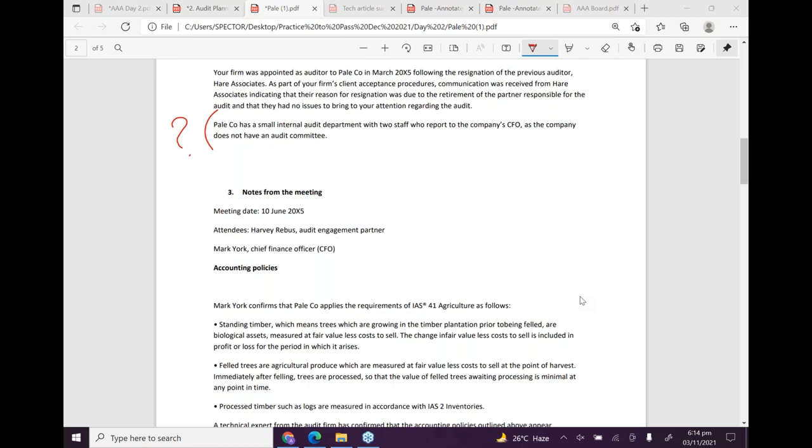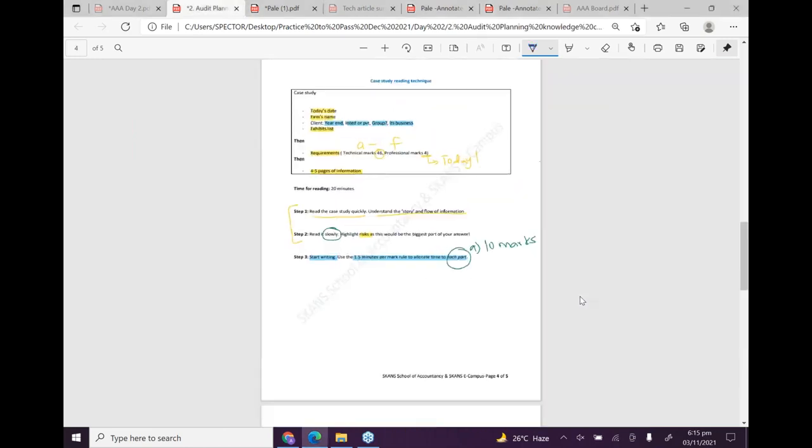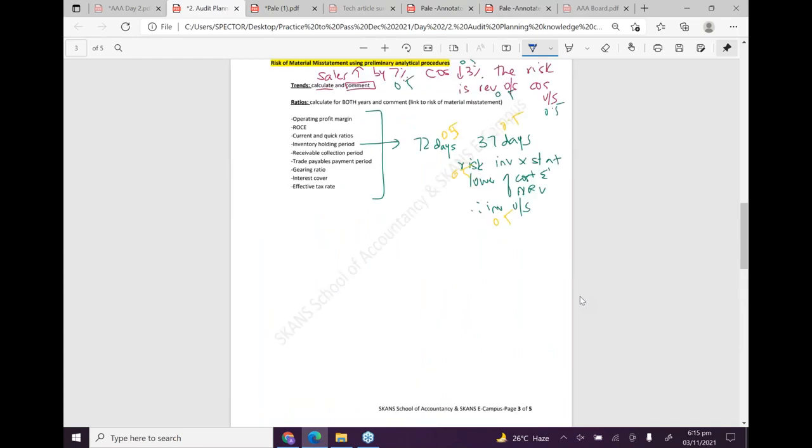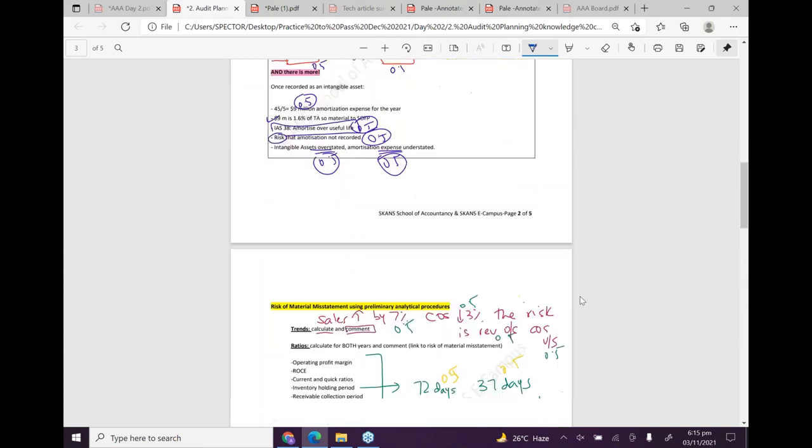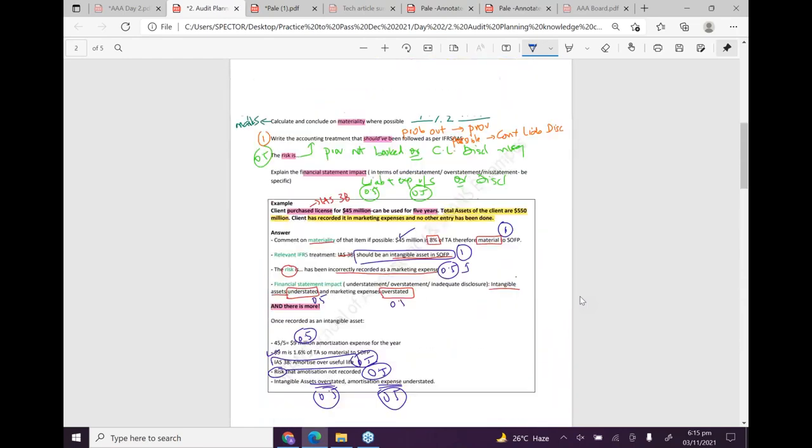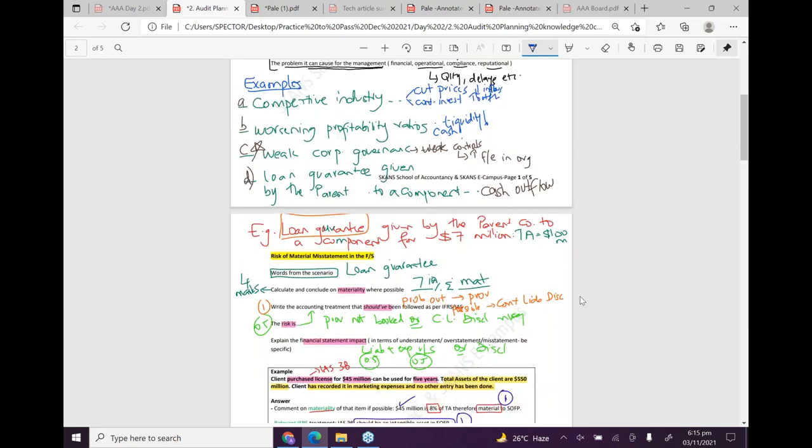Adil, no. For this paragraph, the fact that you have a small internal audit department who reports to the CFO and they don't have an audit committee is weak corporate governance. Just about an hour ago, we discussed weak corporate governance as a business risk as well. Can you see this? And I actually put a star next to it as well.